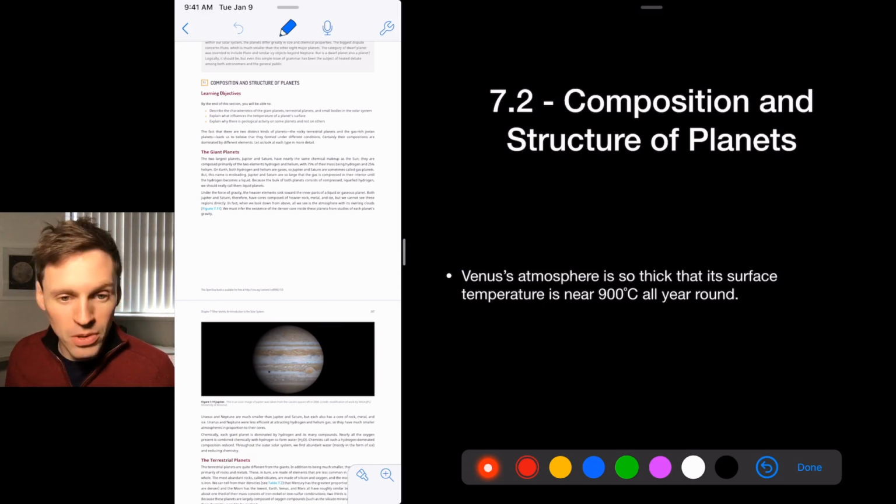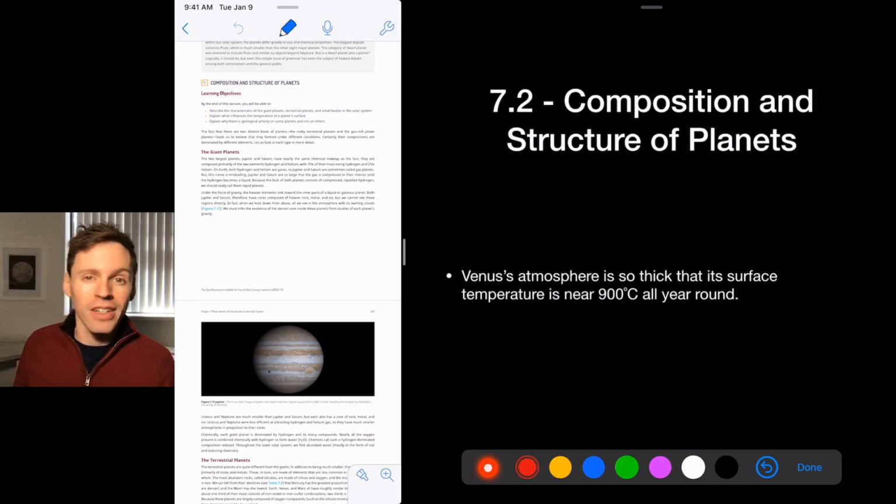Venus's atmosphere is so thick, okay, it's hotter than Mercury, right? It's twice as far from the sun as Mercury, and it's twice the temperature. That doesn't make sense. It's because its atmosphere is 99% carbon dioxide. It's very, very thick, very, very hot. 900 Celsius all year round. That's like 2 times a pizza oven.